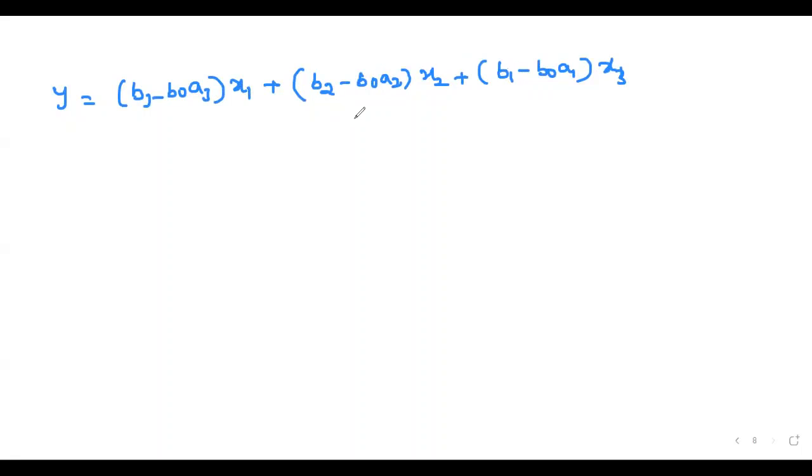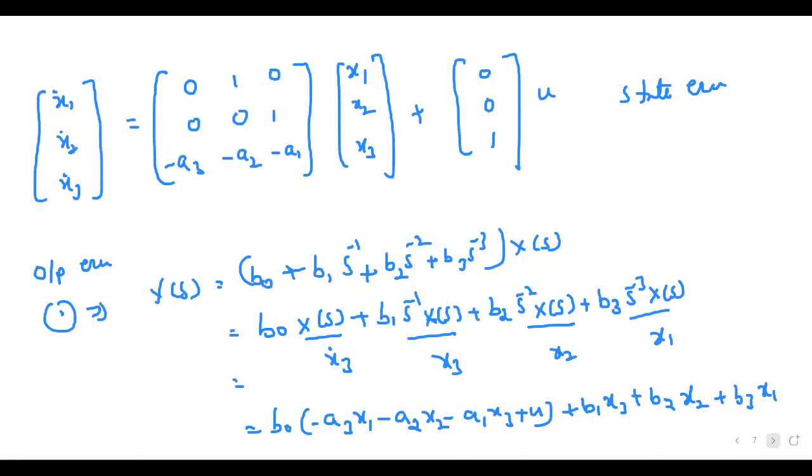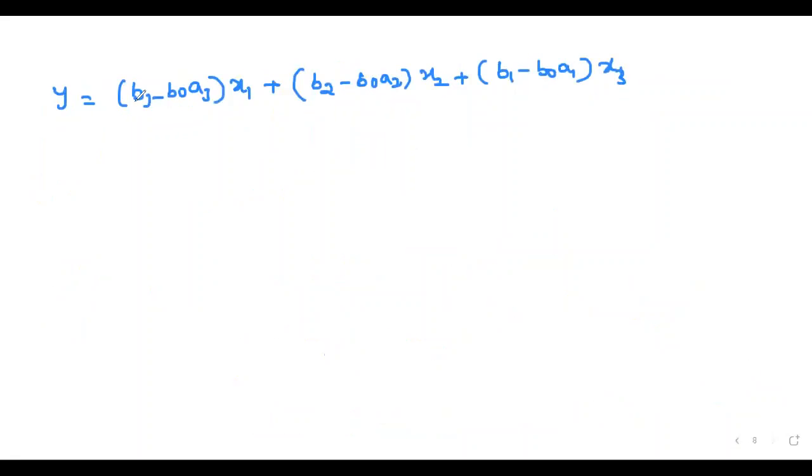Which one is x1? Which one is x3? Check it. With a3 it is x1, with a1 it is x3. Correct. Next plus, u b naught, sir. b naught u. Okay, right.